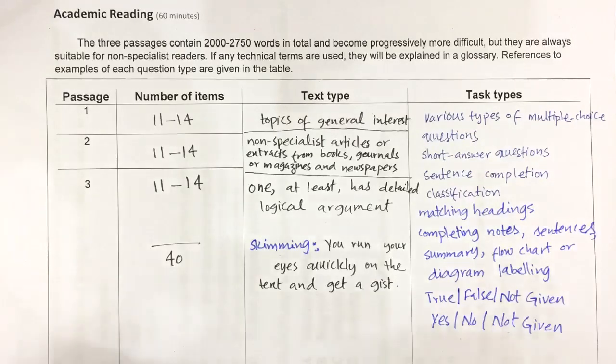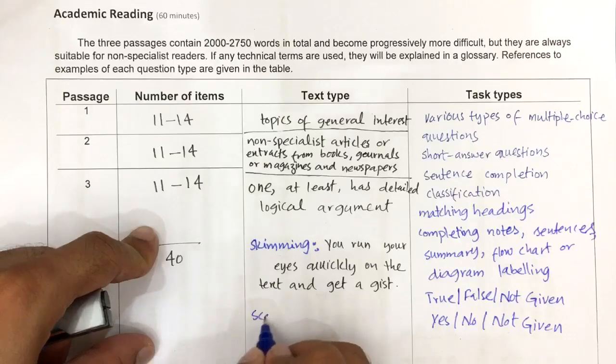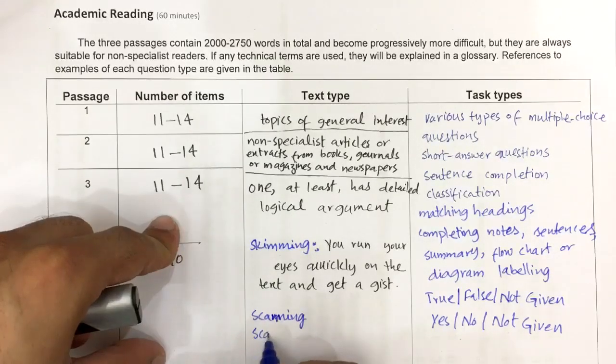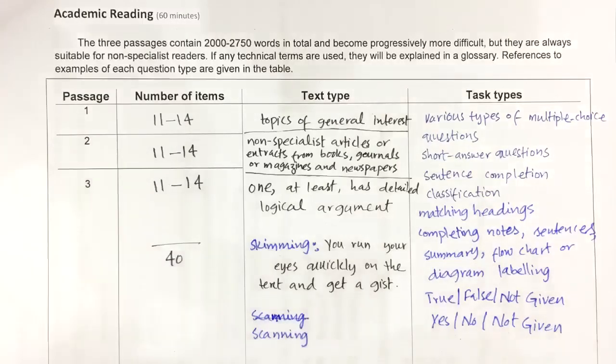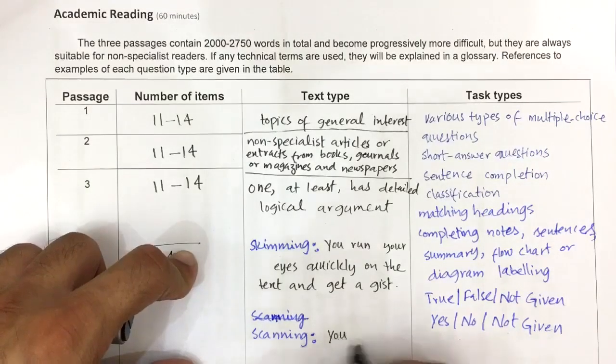This is called skimming. And the other technique we apply in reading is called scanning. Do you know what scanning means? Scanning, I'll write it again. Scanning means you locate the information.